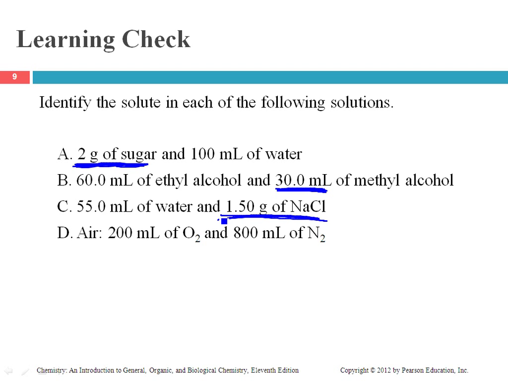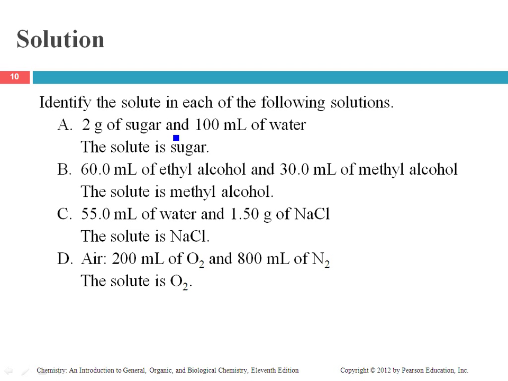In air, we have 200 mL of oxygen and 800 mL of nitrogen, so we have less oxygen, so it's going to be the lesser amount. So this just shows our answer. We said sugar, methyl alcohol, sodium chloride, and oxygen.